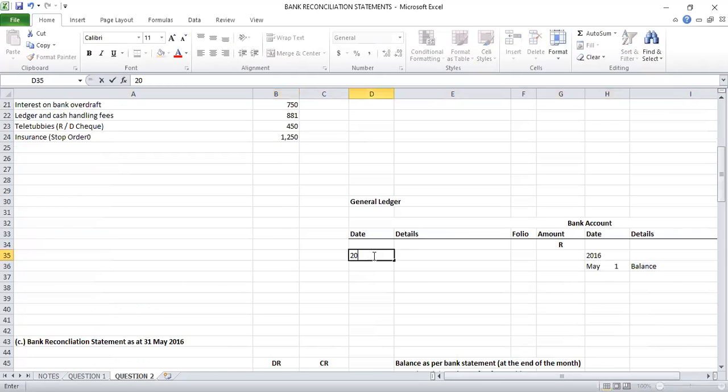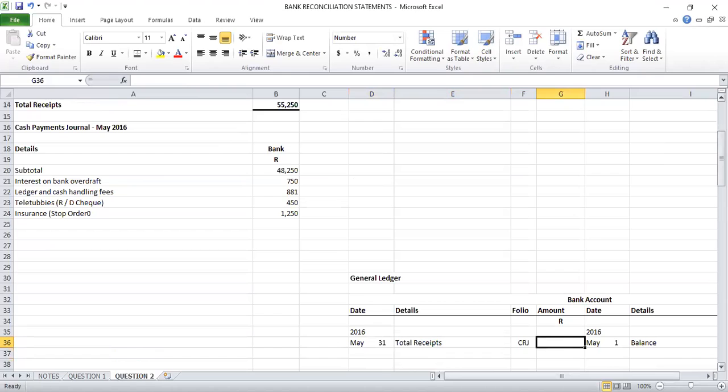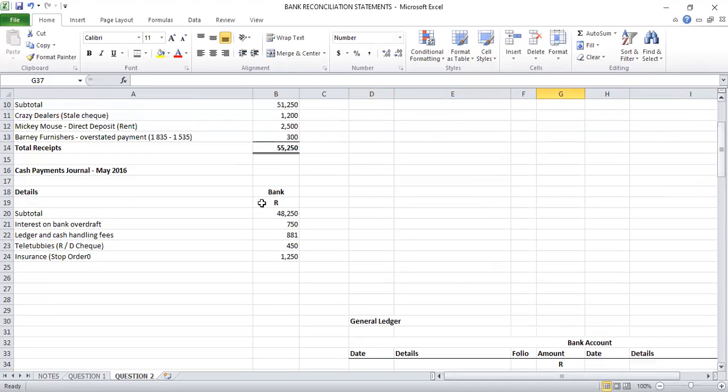Remember, the bank account in our ledger, bank is an asset. Because it's an asset, it increases on the what? Debit side. So they have May 31, on the last day of the month, total receipts. Folio, it's CRJ to show that it's coming from the cash receipts journal. The amount, that's 55,250. Right, that's how we post the cash receipts journal.